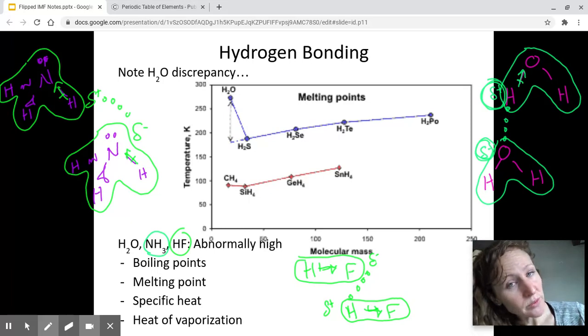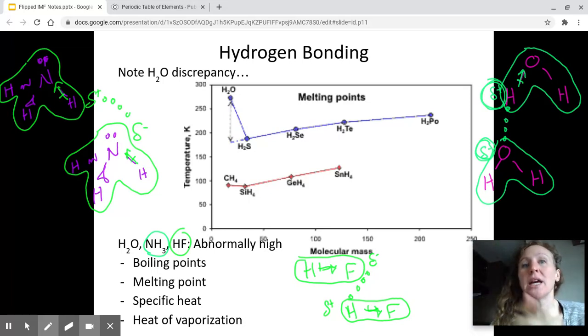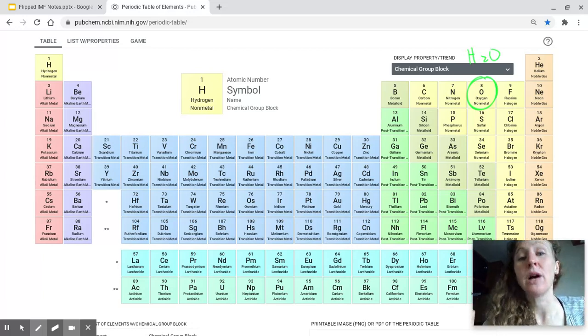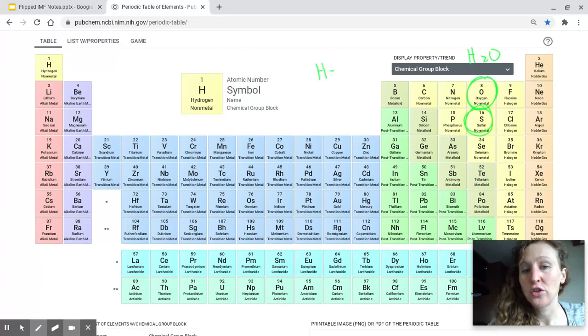And when we say extremely strong, what we mean is compared to other similar molecules. So if we look at water, for example, let's go back to the periodic table. If we look at water, it's H2O, right? Well, what would similar molecules be? Similar molecules would be molecules formed within the oxygen family. So H2S would be comparable. H2Se would be comparable, and so on and so forth.